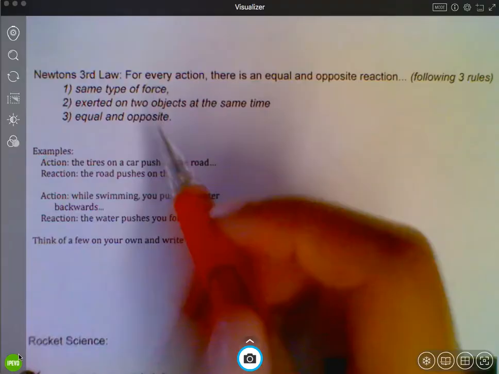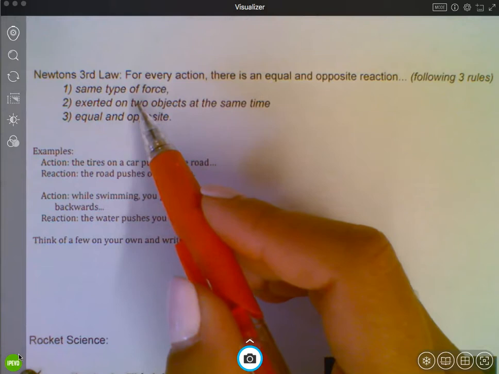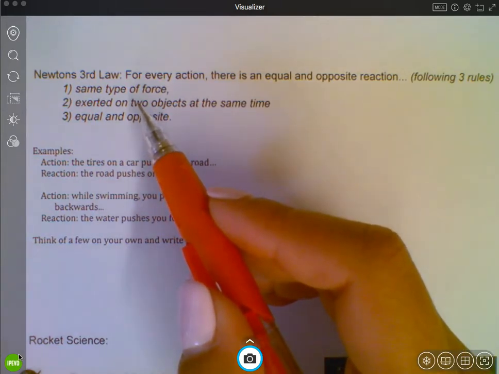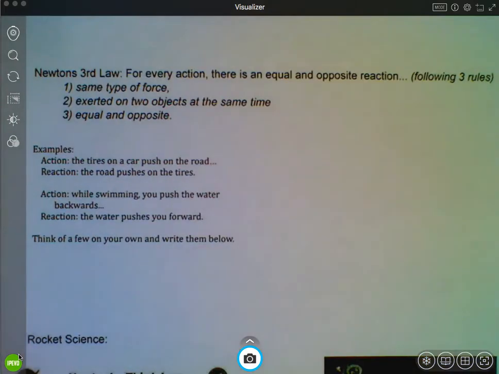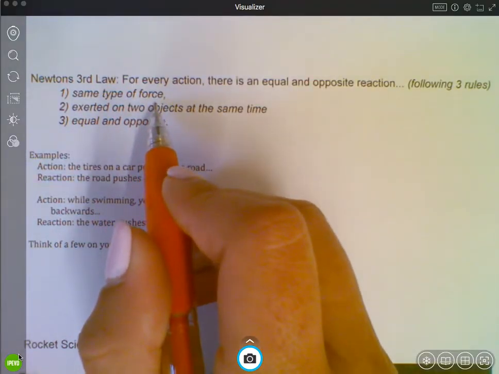Okay, the forces are the same type. So if gravity pulls down on an object, then that object pulls, that's kind of a bad example, up on gravity. That doesn't make a lot of sense to you right now. Let me think. If you pull on a rope, like you're playing tug-of-war, then the rope is pulling back on you with a tension force. So you pull on the rope with a tension force, the rope pulls back on you with a tension force. Okay, so same type of force. That won't really be as confusing as I'm making it sound right now.